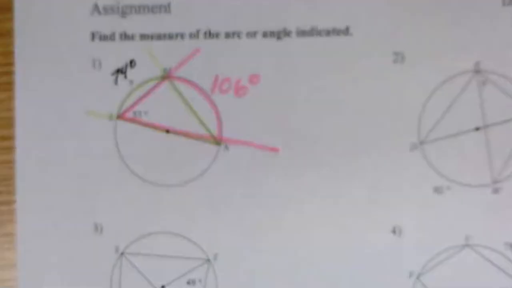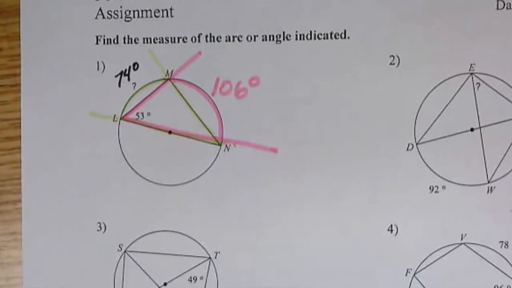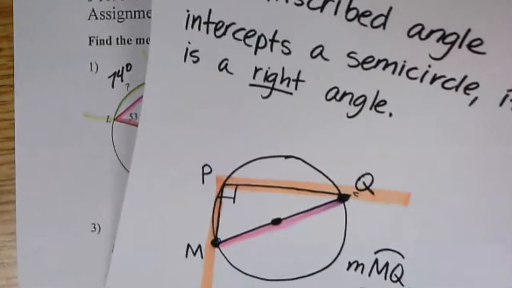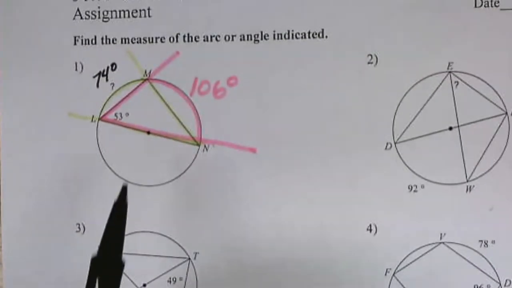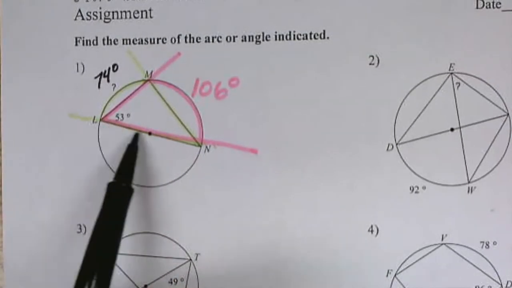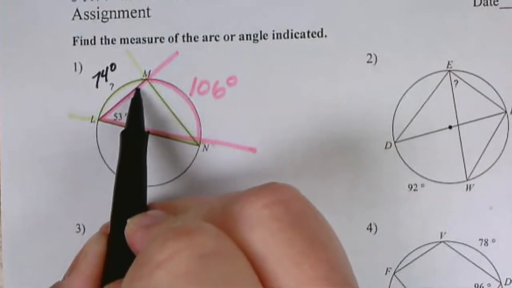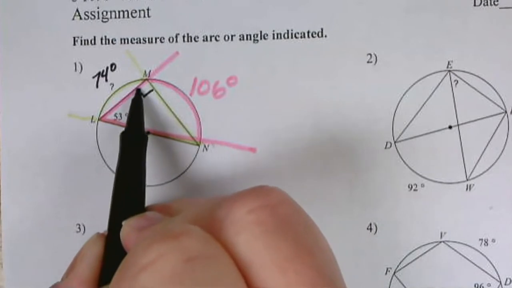Now, another way you could have solved this one, another thing you need to be aware of, is that this is a perfect example of that theorem that we just talked about a second ago. In other words, I have a triangle here inscribed in a circle, and one side of it is a diameter. This right here has to be a right angle.